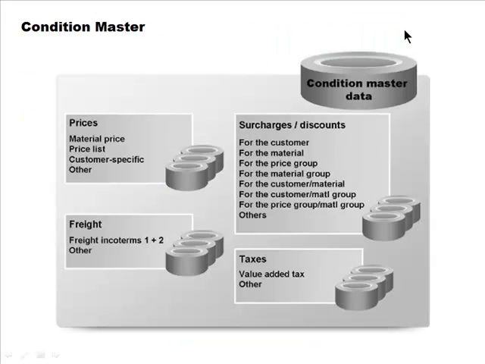Okay, condition master. So here we are looking at the condition master. Now, condition master allows you to define all kinds of complex conditions. Normally we think of a price as one number. Many times when you ask people where the price is stored, they'll say it's stored in the material master. But that's not the case, because the price varies by all kinds of scenarios.